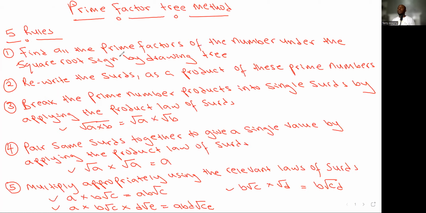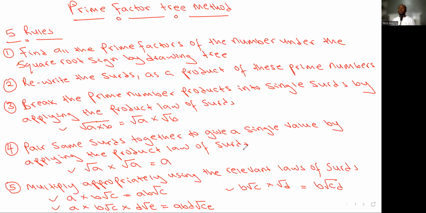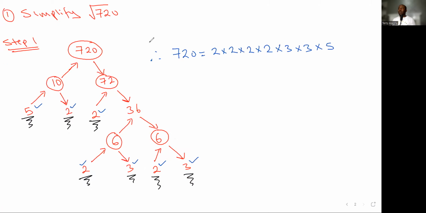Step 1 said we need to find all the prime factors. So you can see the numbers we have here are called prime what? Factors. You can see they're prime numbers, which are factors of 720. Now the next thing said that we have to rewrite the surds as a product of these numbers because we have it as 720. So step 2 now.